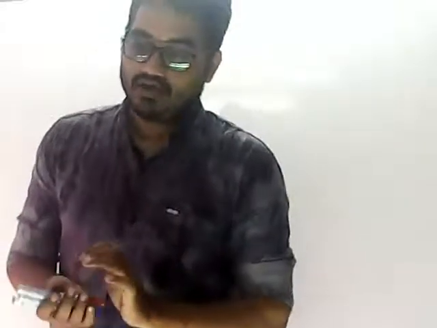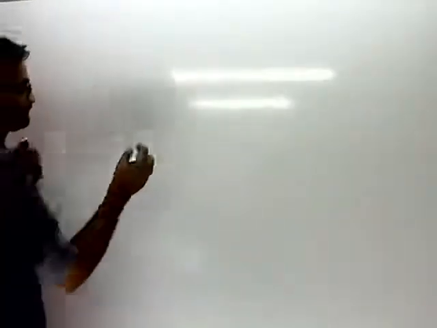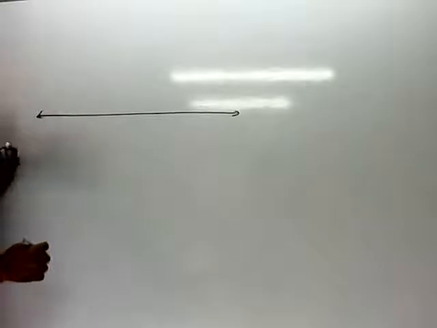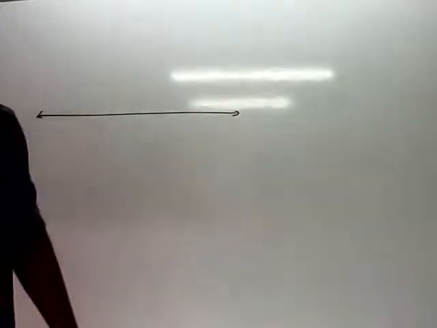The next question is: in the figure, lines XY and MN intersect at O. If angle POY is equal to 90 degrees and A:B is equal to 2:3, find the angle C. Okay, so let me draw the figure first and then we'll solve. I have to keep looking at the framework because I'm working on the board, so this is making a little bit of a problem for me. Now I have to take the figure once again.